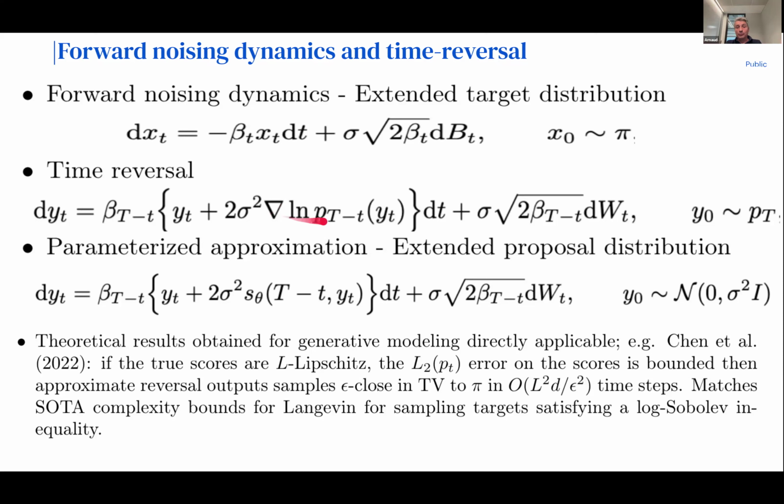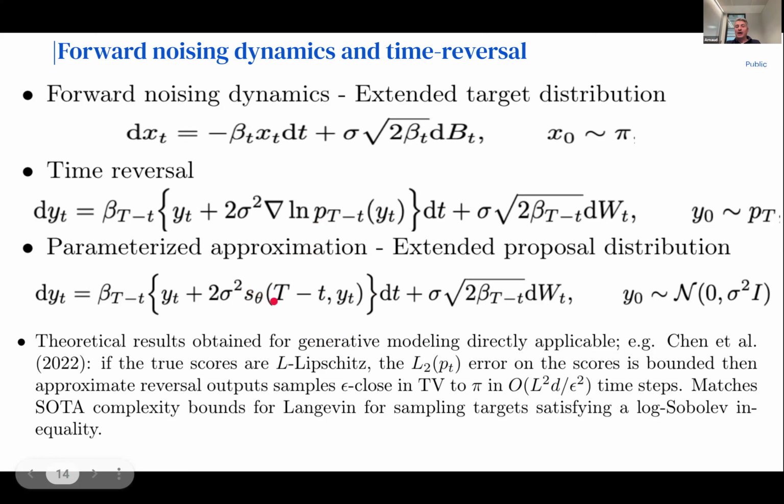Okay, so to be able to compute this, to implement this time reversal, what we need to do is approximate this score. What we can do is something very similar to what we were doing in the previous talk, and this is the standard thing done in machine learning. That is, you can replace the score by some kind of parametric approximation, typically some kind of neural net.